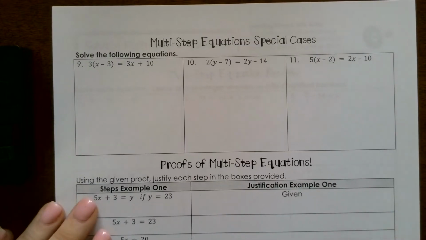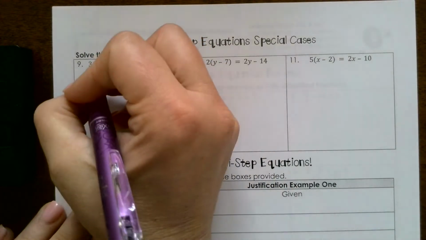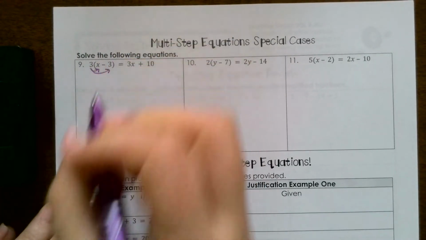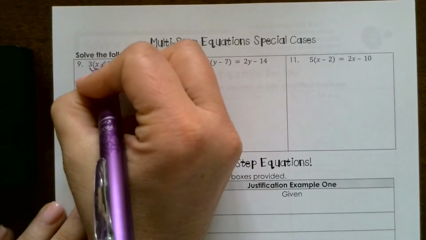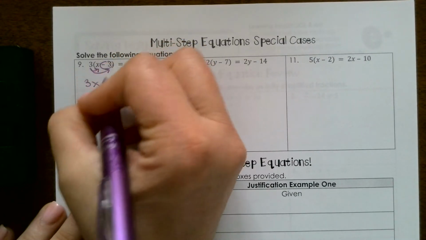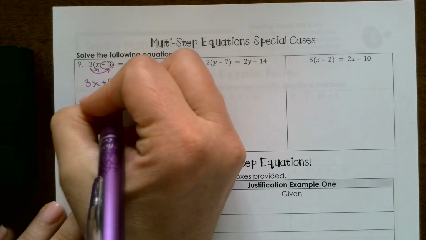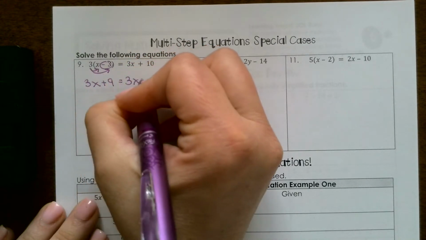Well, I definitely see that I need to distribute. That's something I want to do first. So I see I have to distribute the 3. 3 times x is 3x. And then 3 times negative 3 is positive 9. And that will equal 3x plus 10.